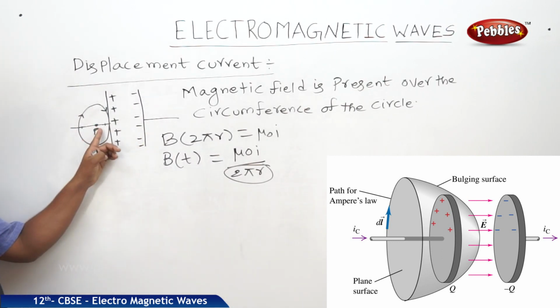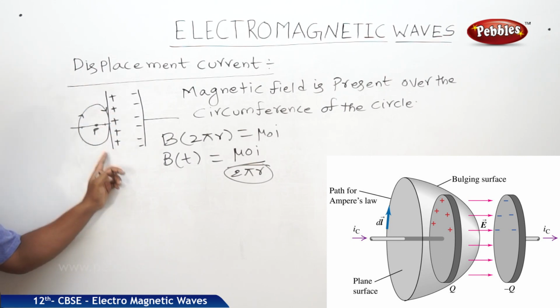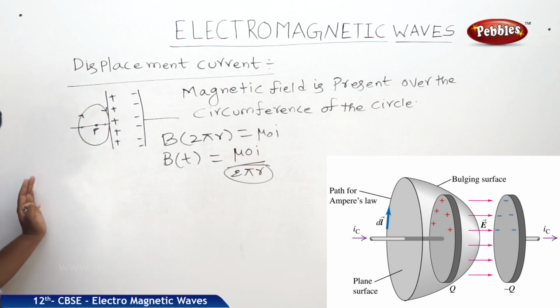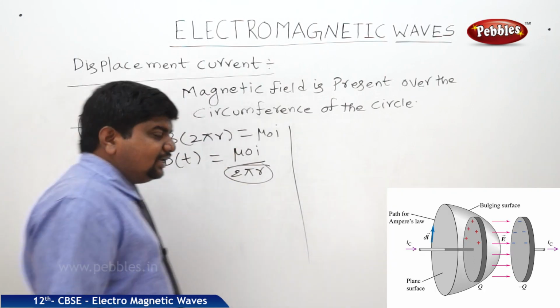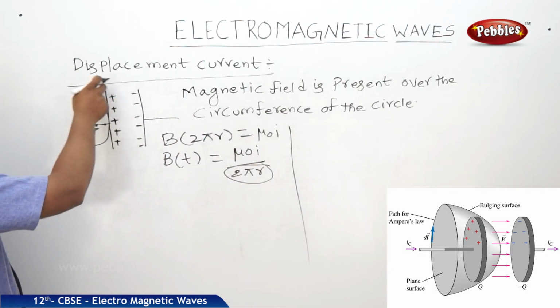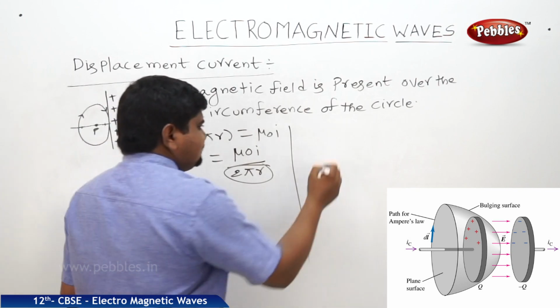Now this is the point P, which is just outside of the capacitor plate, and around this point we can assume a magnetic field. Now I try to assume the magnetic field with respect to the positive charge to this point P, like this.